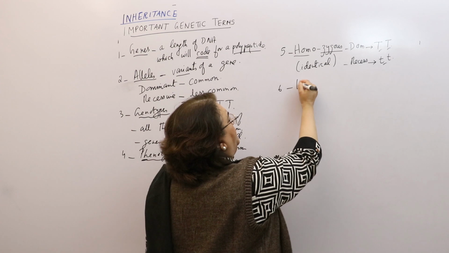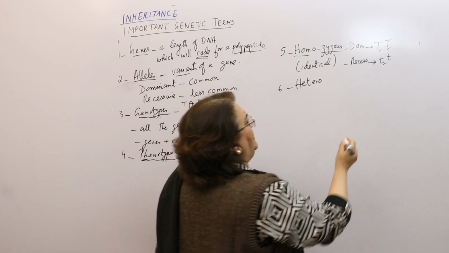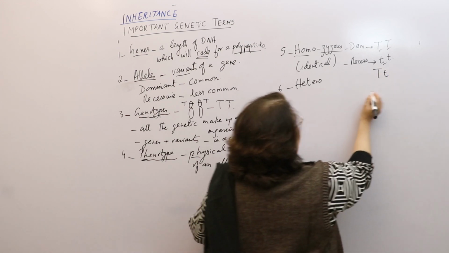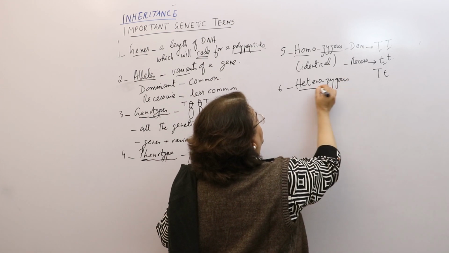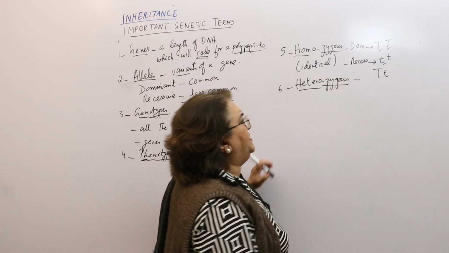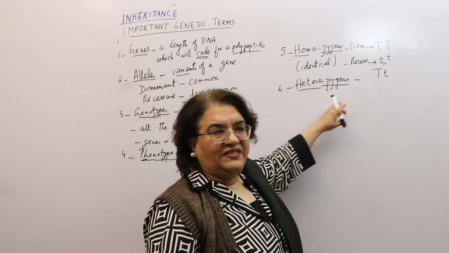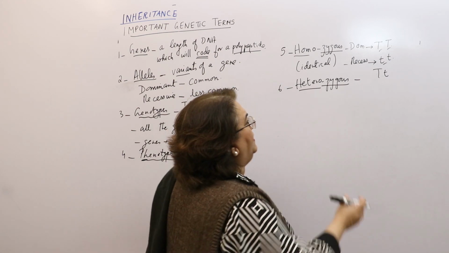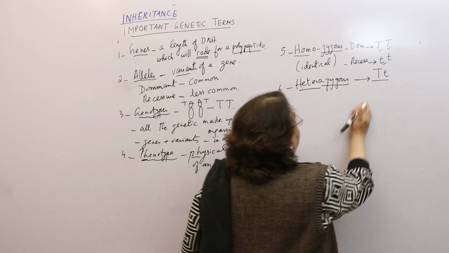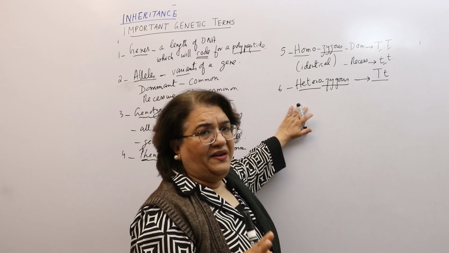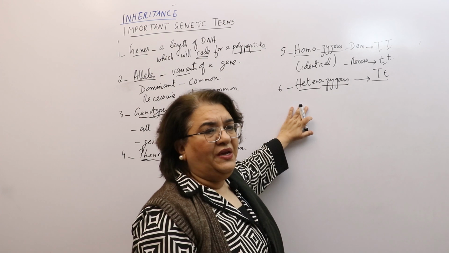Now, a third condition after that could be what? What if both of them are different? One is a capital T and the other one is a small t. The word we use is heterozygous, right? We don't say dominant or recessive, we just say heterozygous, because the word itself means different; hetero means other. So heterozygous would mean that both the alleles are not identical, but different. One is dominant and the other one is recessive.